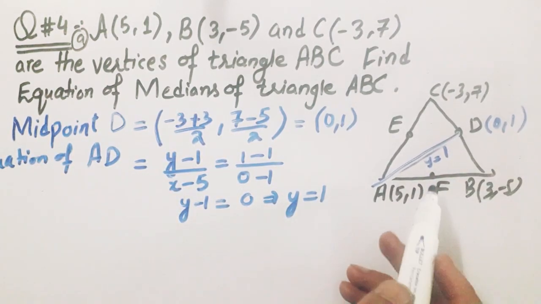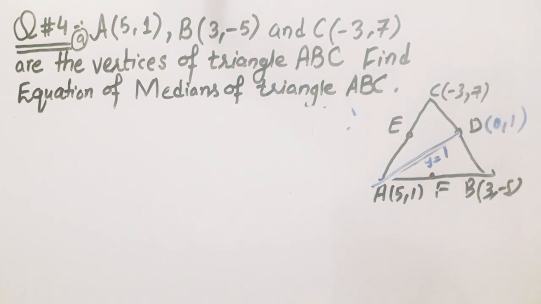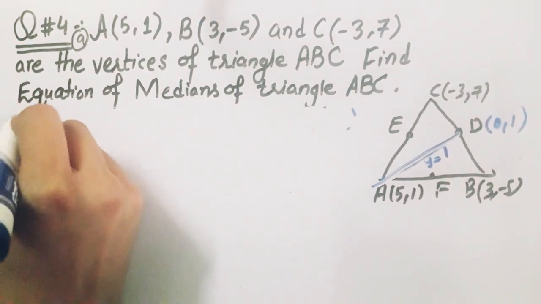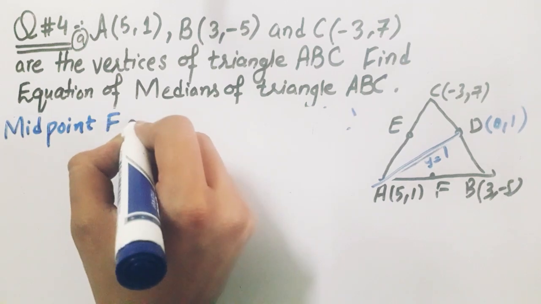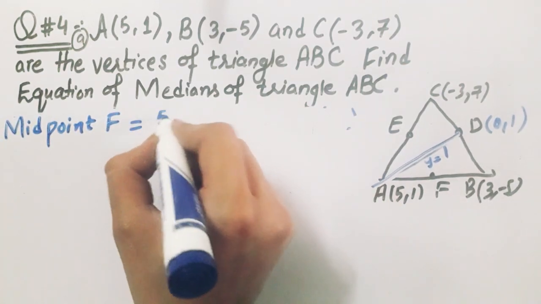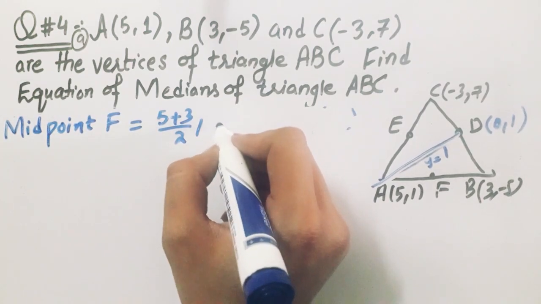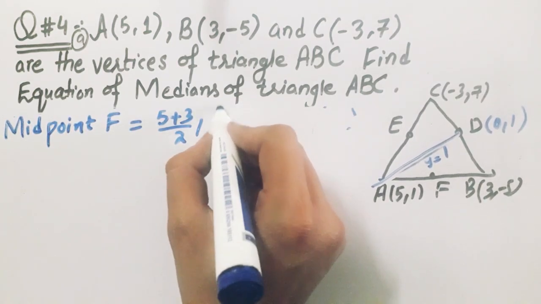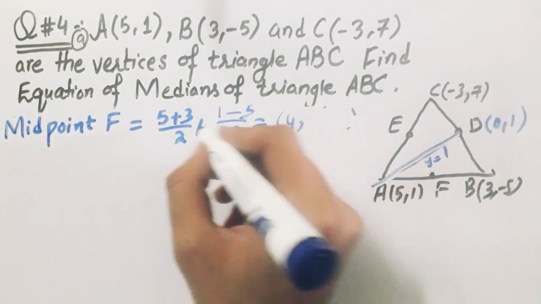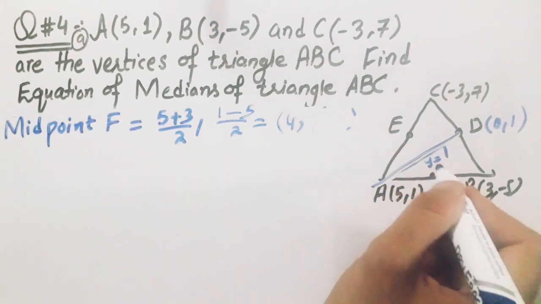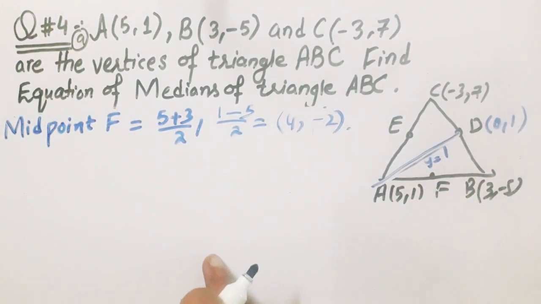Now we will find the midpoint F, then find the equation of FC. Now you will write midpoint F, which is equal to 5 plus 3 divided by 2 and 1 minus 5, means minus 4, divided by 2 is minus 2. So midpoint F is 4 and minus 2. So this is the value of midpoint.